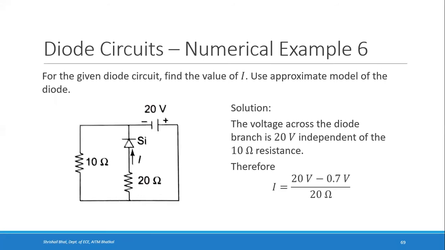So what do you get then? It is 0.965 amps, or if you write it in milliamps, it will be 965 milliamps. Is it right? Yeah, 0.965 amps. So in milliamps, it will be 965 milliamps. So you should be careful while writing the units. Okay.